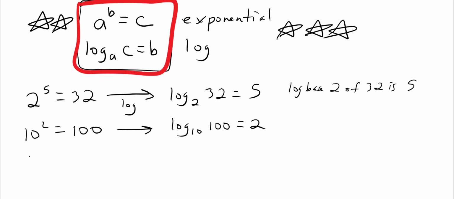Okay? So how about 3 to the negative third power equals 1 over 27. Okay, let's convert it to logs. It's going to be log base 3 of 1 over 27 is equal to negative 3.